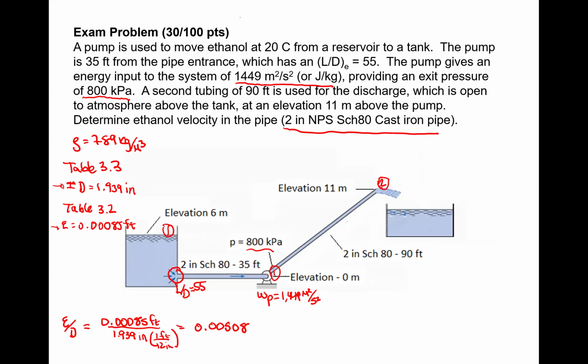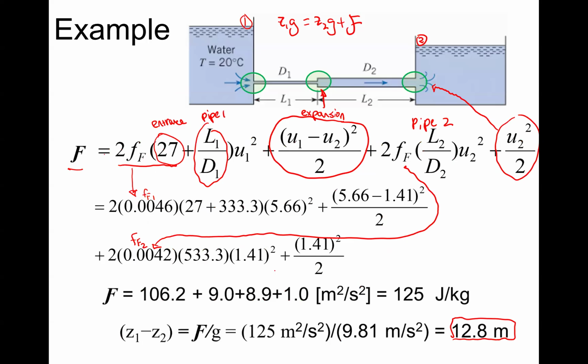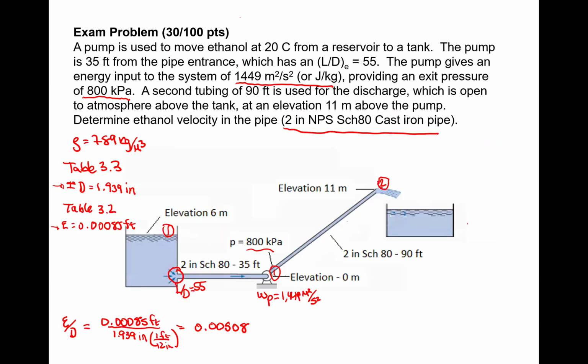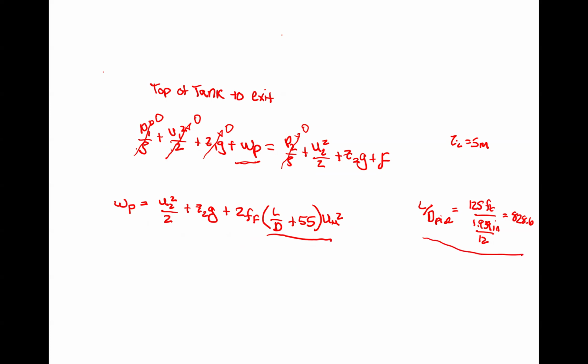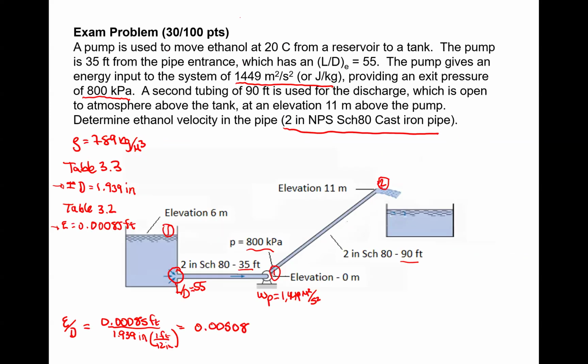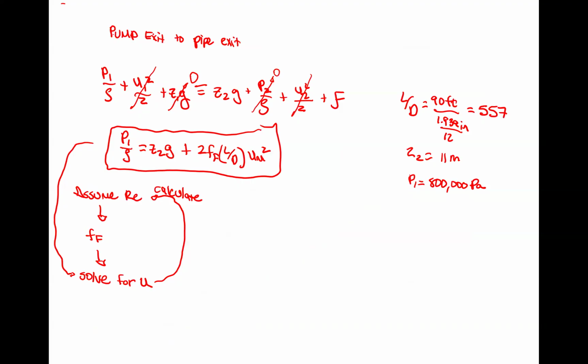Now, if you go from 1 to 2 here, and by the way, this L over D requires you to have 35 feet plus 90 feet, so 125 feet. So that's what I'm calculating here. If you select point 1 to point 2, then you only have a single pipe, no pipe entrance, no pump, right? So that's a much easier calculation where I have P1 over rho that was given, and then C2G and the frictional dissipation term. So P1 over rho equals C2G plus 2FF L over D U2 squared. And then the L over D is calculated with 90 feet. And P1 is 800,000 pascals. Okay.